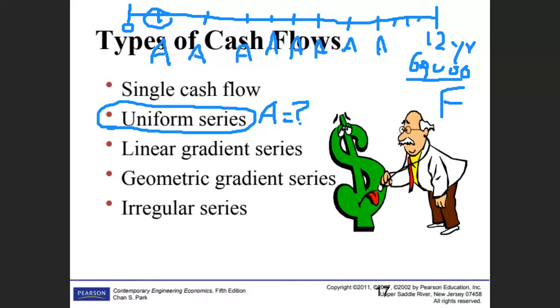Until and unless you understand this concept, solving would be difficult and confusing. The solution is very easy if you can understand which formula to use. Is it clear? What is a uniform series?